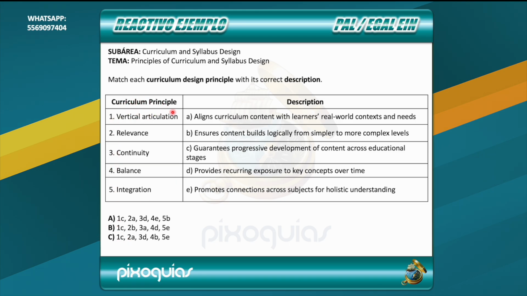The curriculum principle, that is vertical articulation, matches with C, that guarantees progressive development of content across educational stages. 2 is relevance, that matches with A, aligns curriculum content with learners' real-world context and needs. 3. Continuity with D, provides recurring exposure to key concepts over time. 4. Balance with B, ensures content builds logically from simpler to more complex levels. And finally, 5. Integration with E, promotes connections across subjects for holistic understanding.